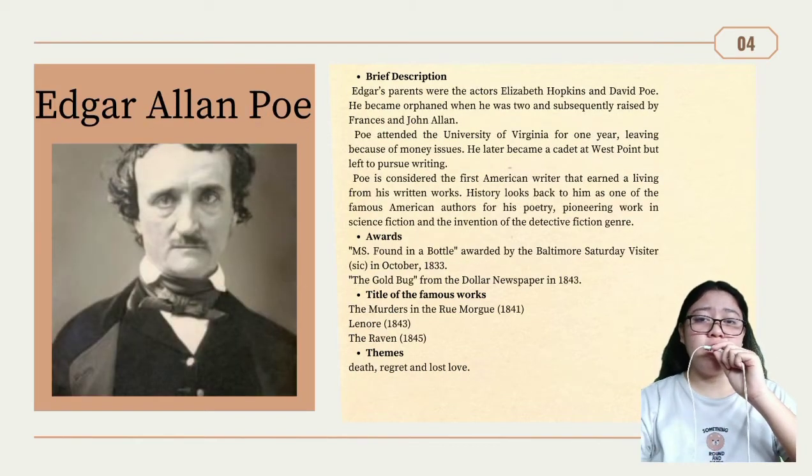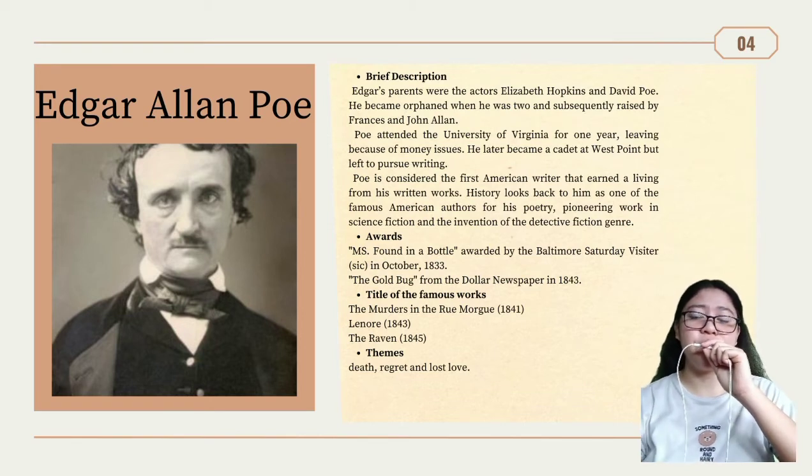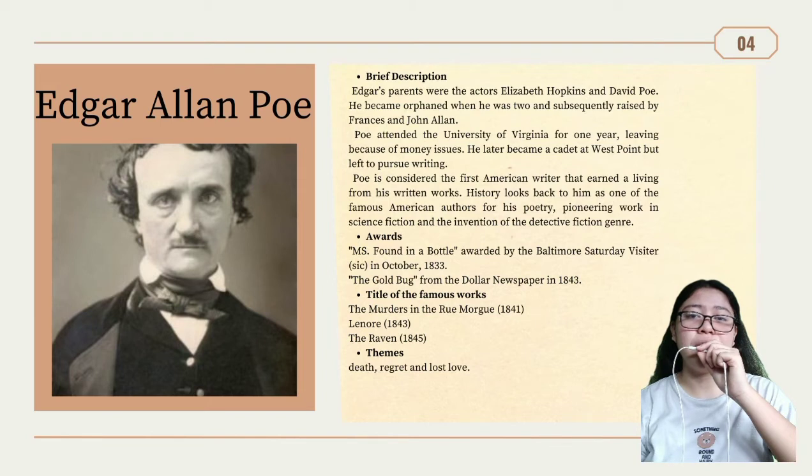Next is Edgar Allan Poe, an American writer, poet, critic, and editor best known for evocative short stories and poems that captured the imagination and interest of readers around the world. Poe received two awards in his lifetime. One was a $50 prize for MS Found in a Bottle, awarded by the Baltimore Saturday Visitor in October 1833. The other was a $100 prize awarded by the Dollar Newspaper for his story entitled The Gold Bug.